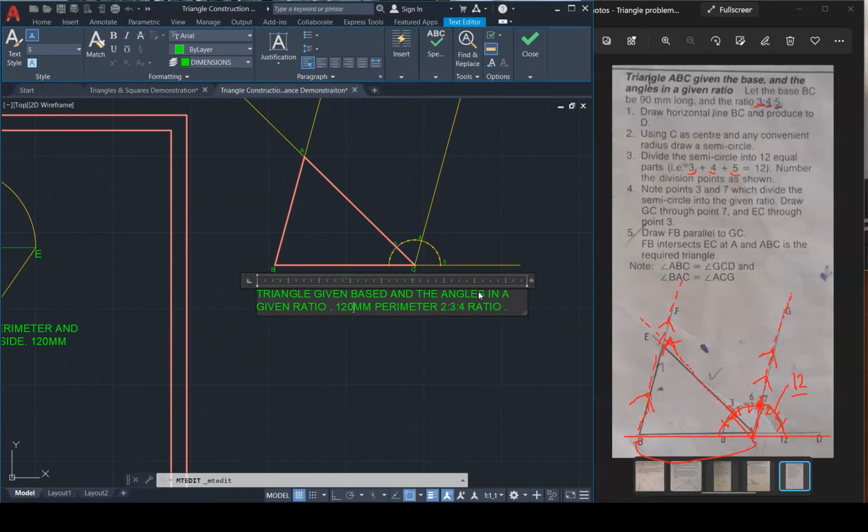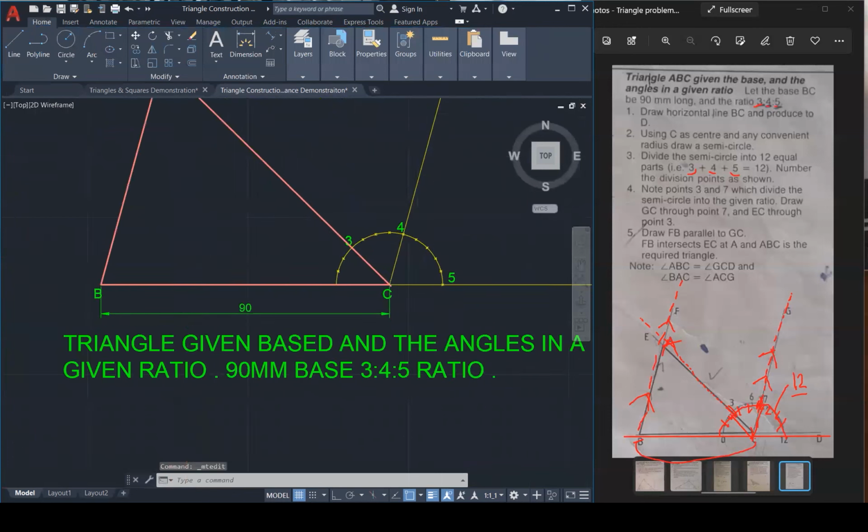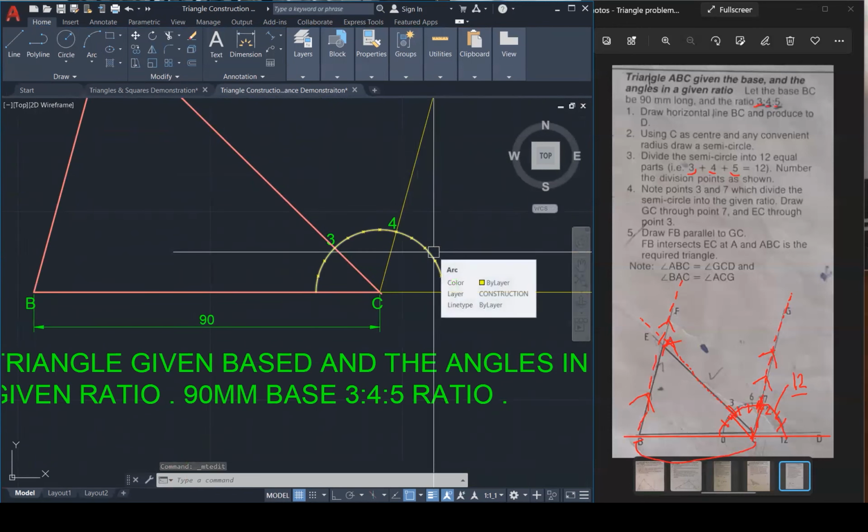So what is the base? The base was 90 long, 90 mil long base. Ratio was 3, 4 to 5. And when you add those 3 numbers, you get 12. So that's why we divided this into 12, right?